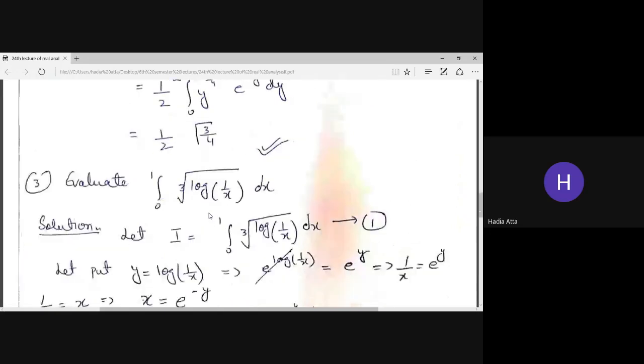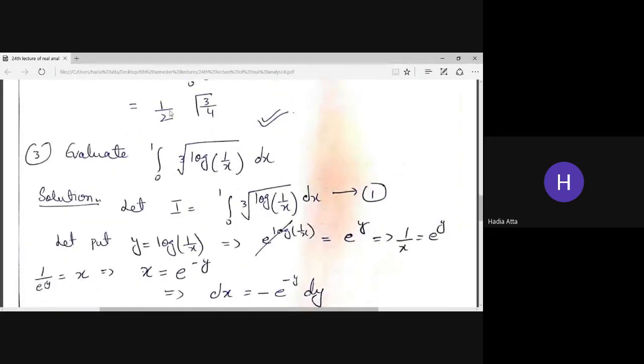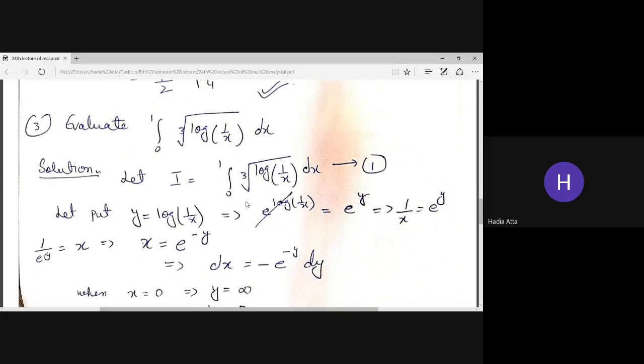Okay, and the third question is: evaluate the integral from 0 to 1 of the cube root of log of 1 by x dx. So what you have to do first is suppose that the integral is equal to I. That is equation number 1. Now again we are going to use substitution. We have to solve that question again by the method of substitution.